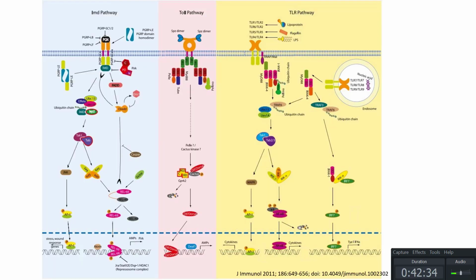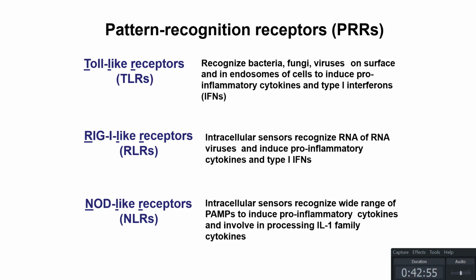So when you compare it with the human TLR pathway, the Toll pathway that they have described in Drosophila is quite similar at some levels. So that we will see in the upcoming slides. So pattern recognition receptors of the host detect certain PAMPs, that is pathogen associated molecular patterns.